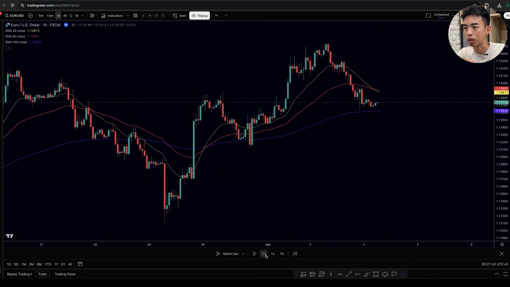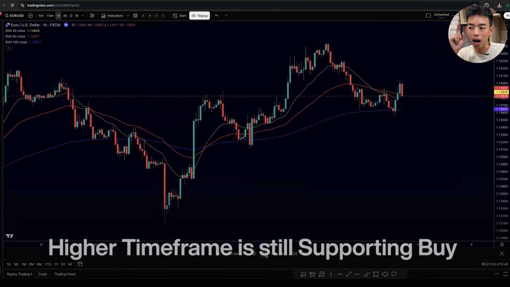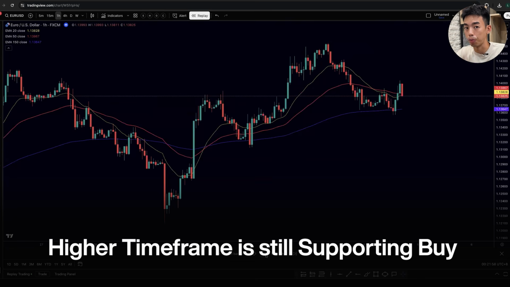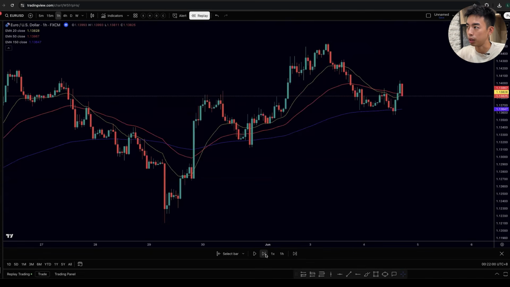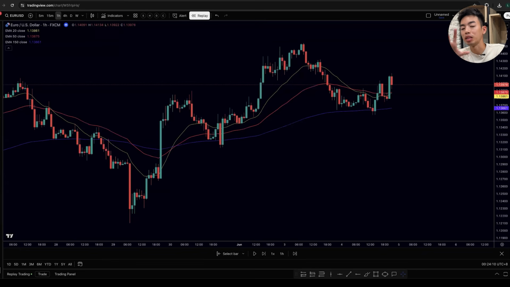Look at what happened next. We pull back into the moving average, we try to go lower, and then things turn around like that, all because the higher time frame is still supporting a buy, and you know that based on the 150 moving average. So knowing that we don't want to be selling, this is the perfect opportunity to wait for the second crossover because we know the first crossover is likely going to trap traders selling on the wrong side.